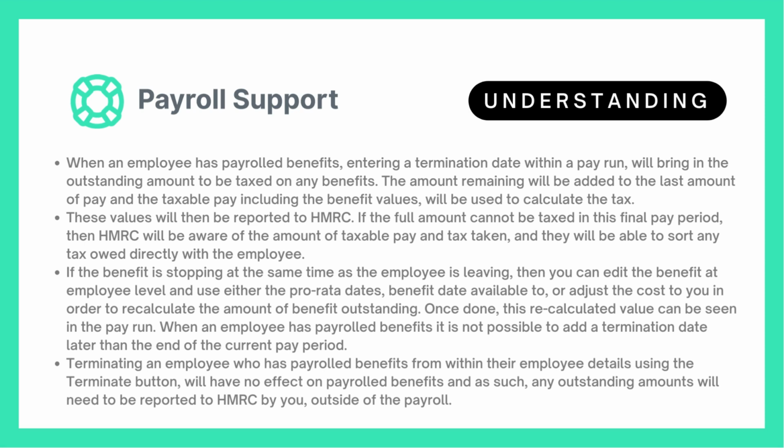It's also worth noting when an employee is payrolled benefits, it's not possible to add a termination date that is later than the end of the current pay period. Terminating an employee who has payrolled benefits from within their employee details using the Terminate button will have no effect on payrolled benefits, and as such, any outstanding amount will need to be reported to HMRC by you outside of the payroll. That's the payrolling section of the benefit categories page.